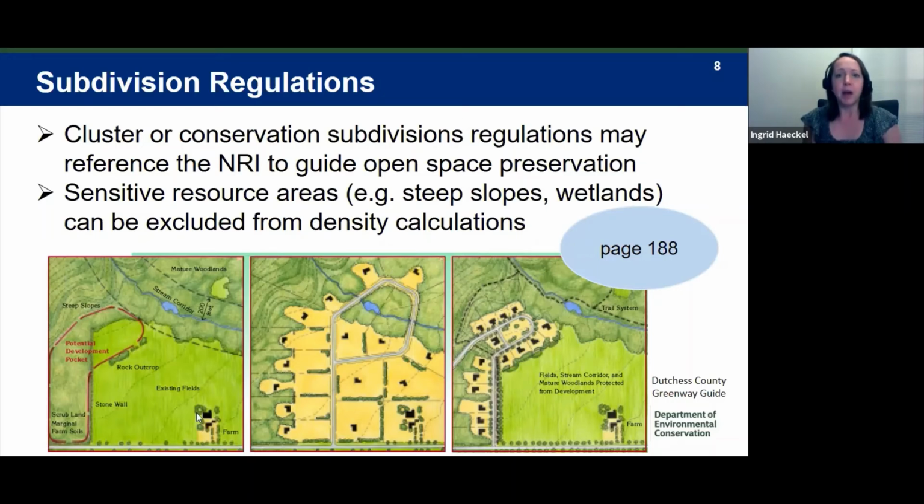And this on the bottom is just showing conservation or cluster subdivision design, conventional subdivision versus a cluster subdivision, that begins with a site resource analysis to identify priority natural features and farmland in this case, and the subdivision is designed to try to minimize the overall impacts to the highest priority features.